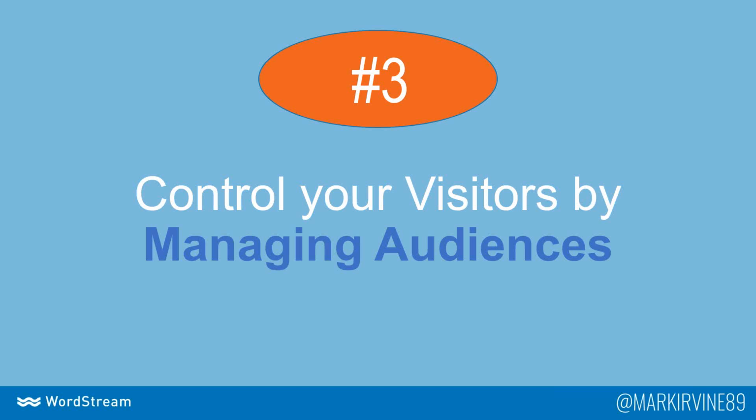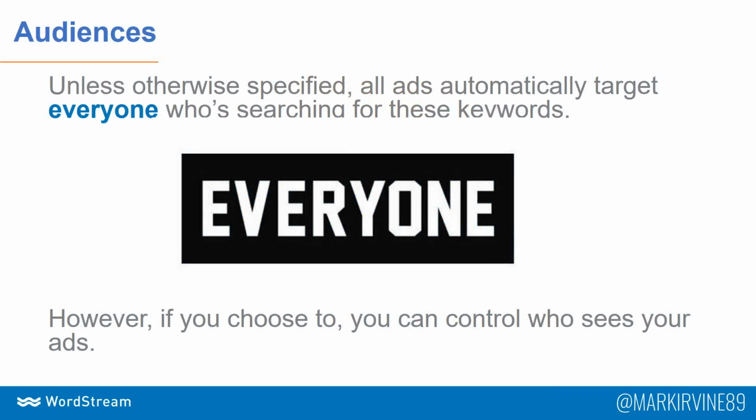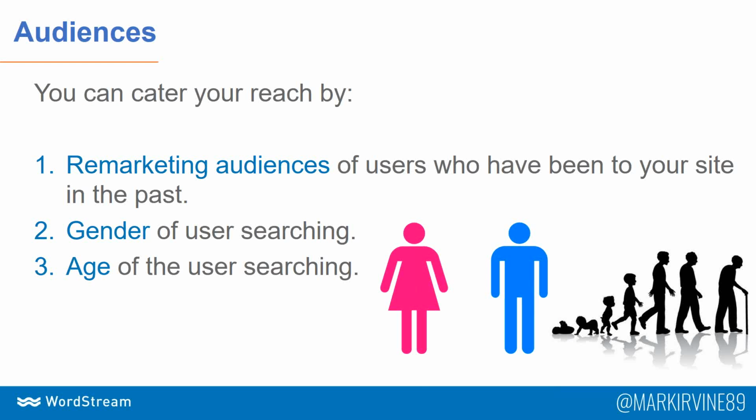Once you get all of your bidding correct and you feel comfortable, you're beginning to grow, there's a lot we can do strategically by managing our visitors, controlling them by managing our audiences. This is, I think, the biggest underutilized thing in AdWords: by default, unless you specifically change anything, all of your keywords are going to target everyone who's searching for that type of traffic. However, we can go in and adjust who sees our ads right on the SERP, and we can cater our reach off of a couple of different factors.